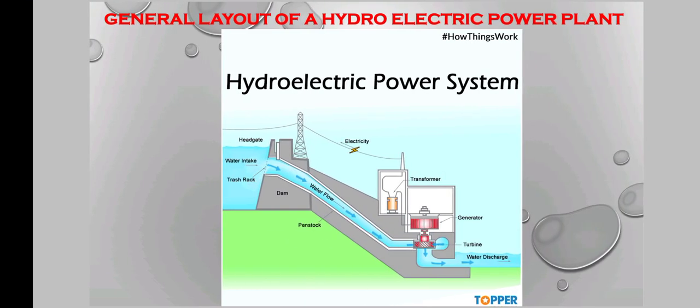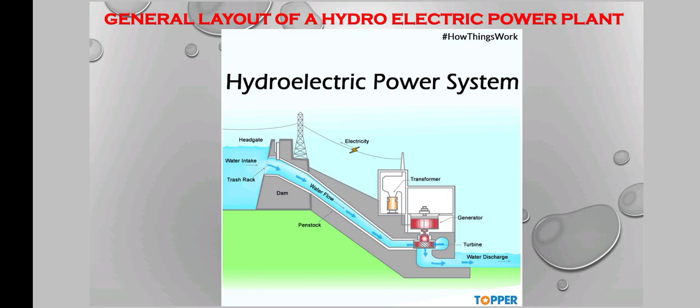This is the general layout of a hydroelectric power plant. The water is stored in the dam and it has a head gate. From the head gate it goes to the water intake level. When the head gate is open, the water flows from the dam through a pipeline and goes directly to the turbine. It has turbine blades. Due to the water velocity, the turbine will be rotated.